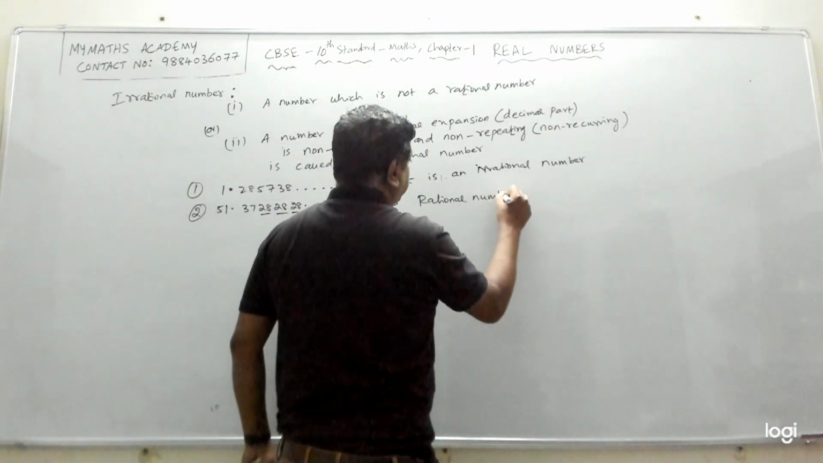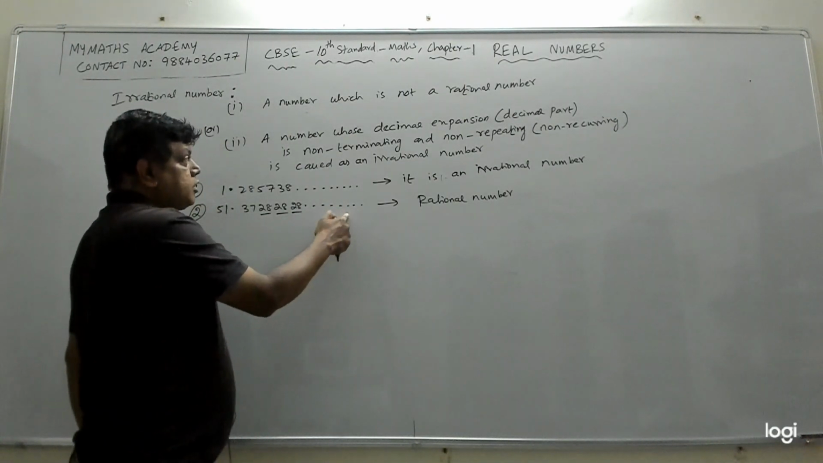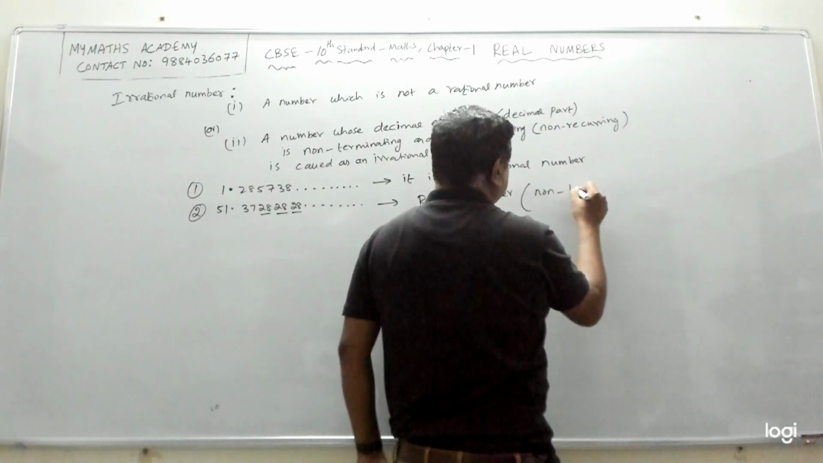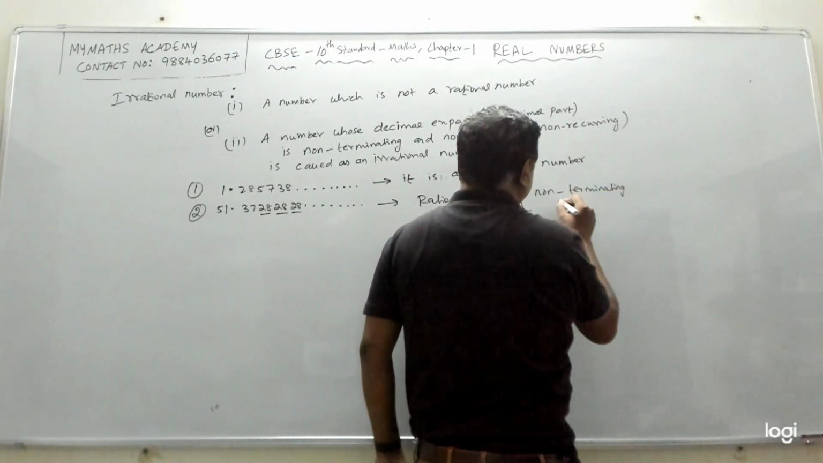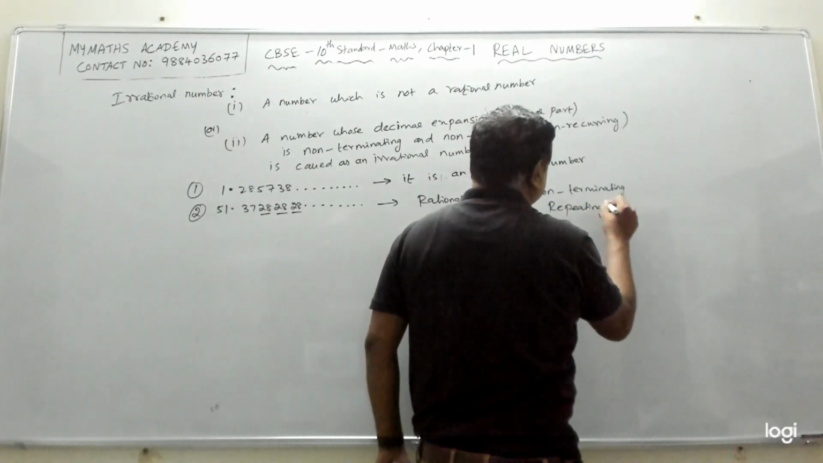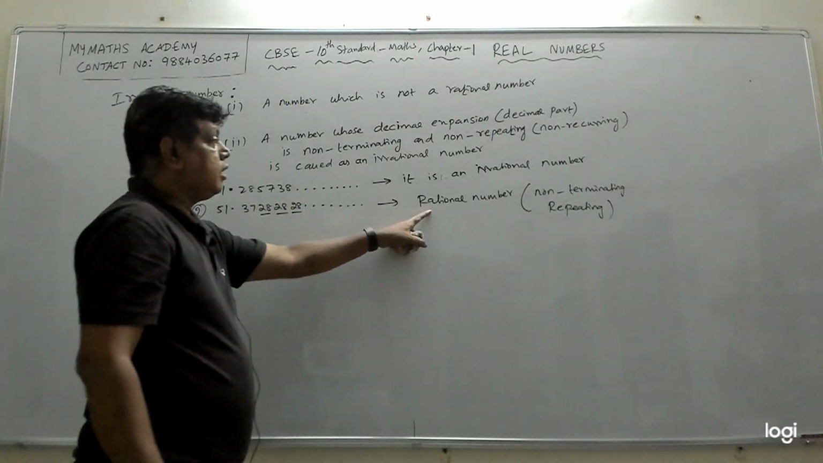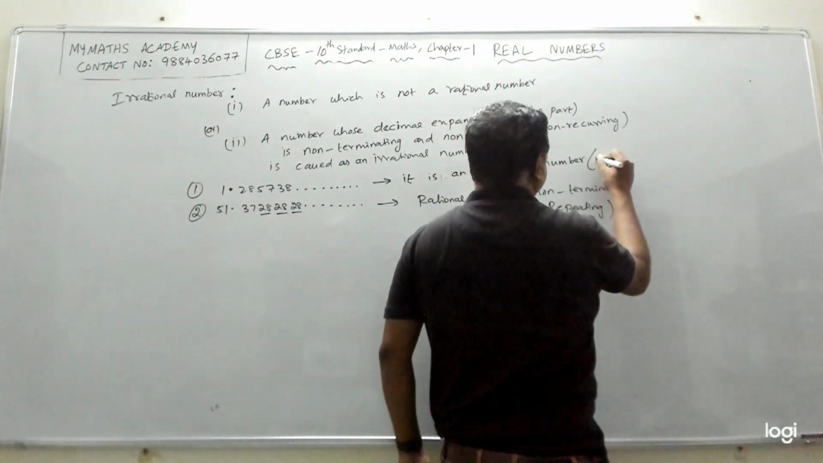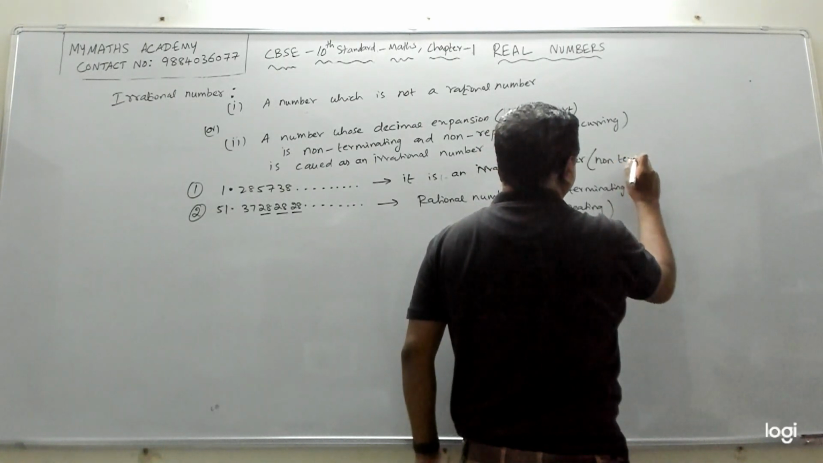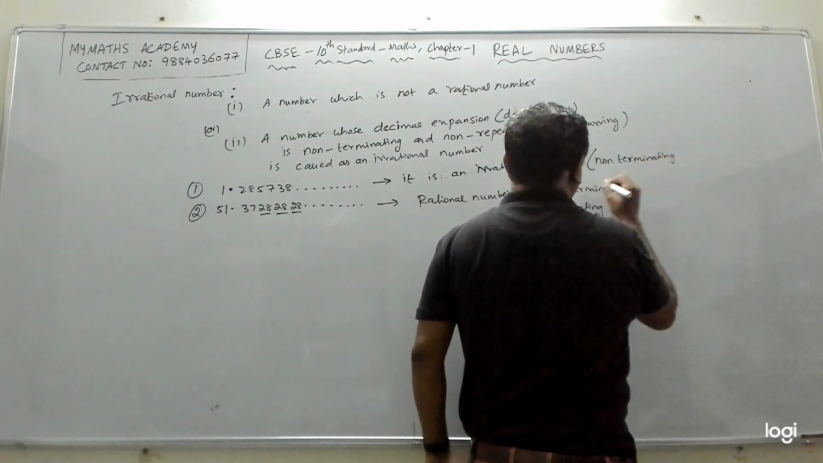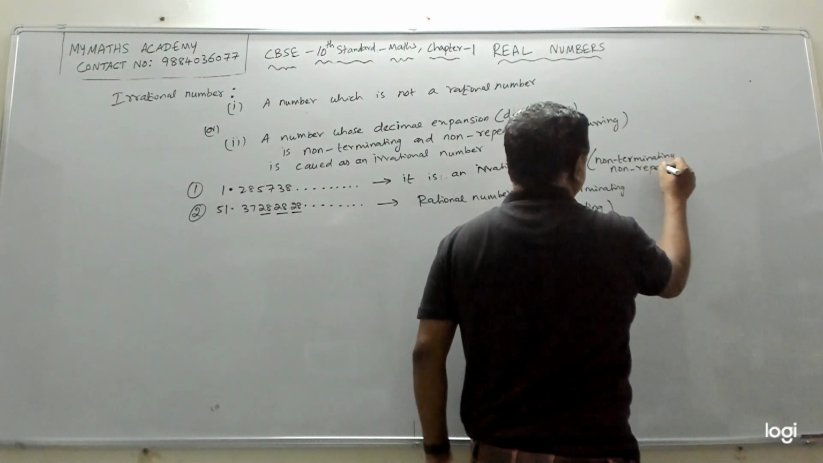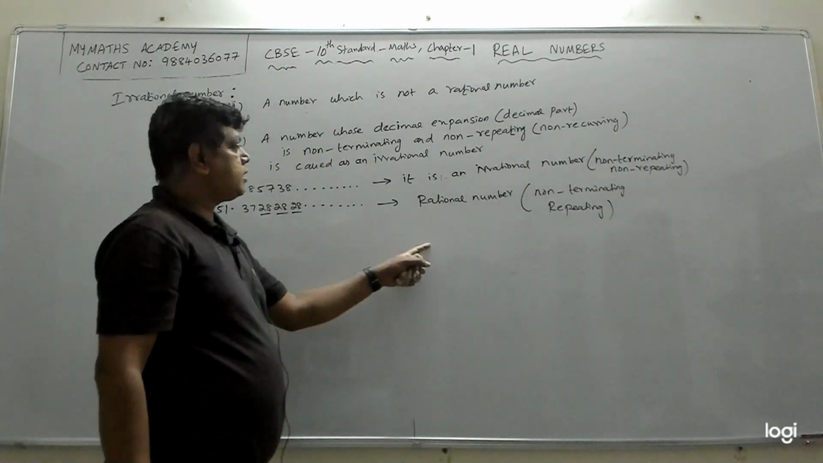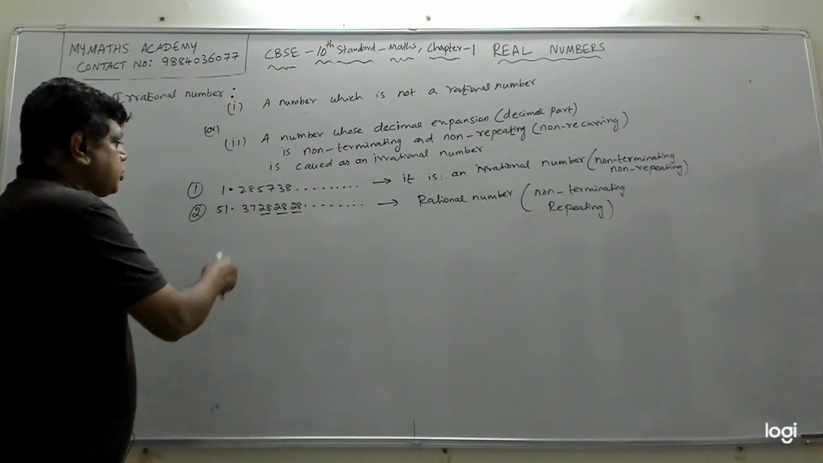Rational number, because your decimal expansion is non-terminating but repeating. I'll write the reason: it is non-terminating and repeating. So it is rational. If it is non-terminating and non-repeating, then it becomes irrational. The first case is non-terminating and non-repeating, but this case is non-terminating but repeating, because this 2828 is repeating.